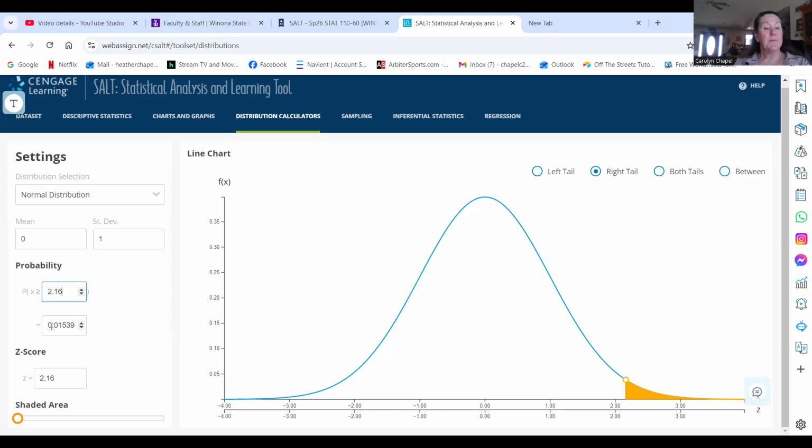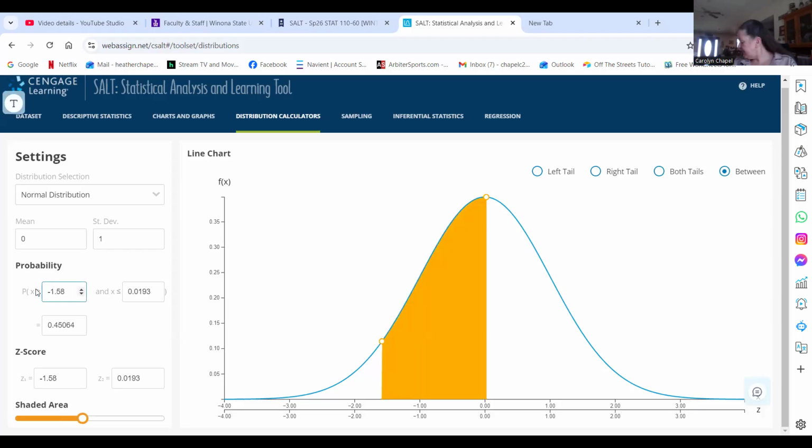Okay. All right, this next one, we were going between two values, so I need to actually click the between button. The two values I was going between are -1.58 and 0.65.